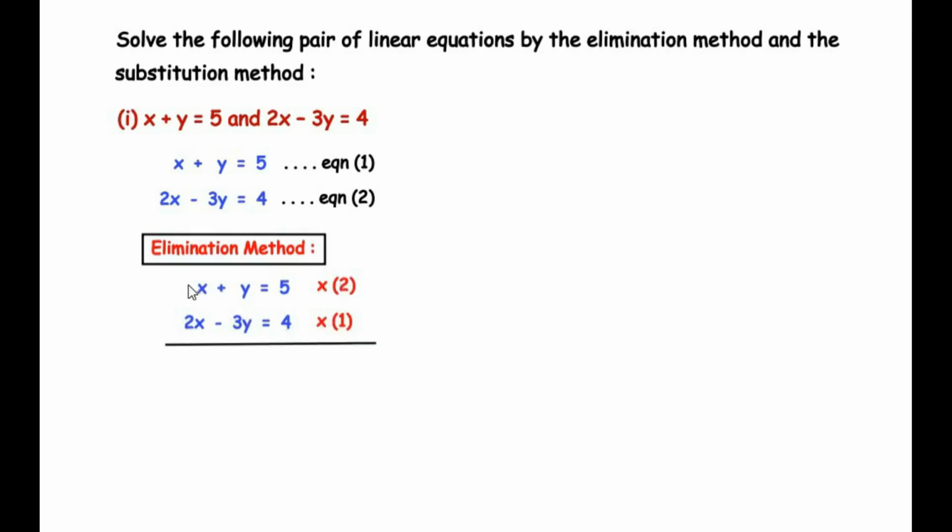So when 2 multiplies with the first equation, we get 2 times x as 2x plus 2 times y is 2y is equal to 2 times 5 is 10. Similarly, 1 times the second equation gives us the second equation itself. Now in the next step, we are going to change the signs of all the terms of the second equation. So positive 2x becomes negative 2x, negative 3y becomes positive 3y, and positive 4 becomes negative 4.